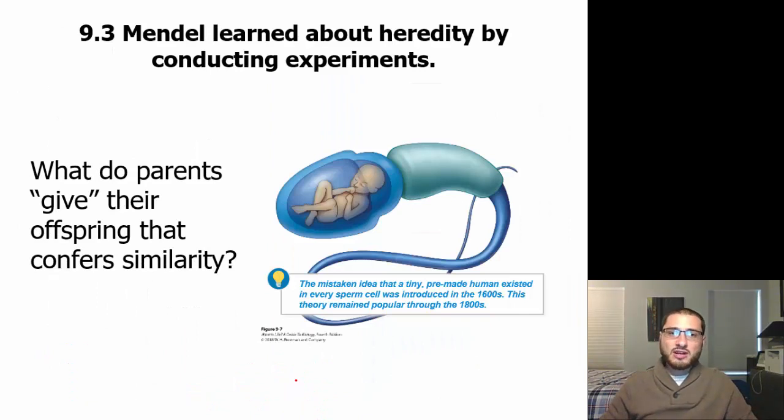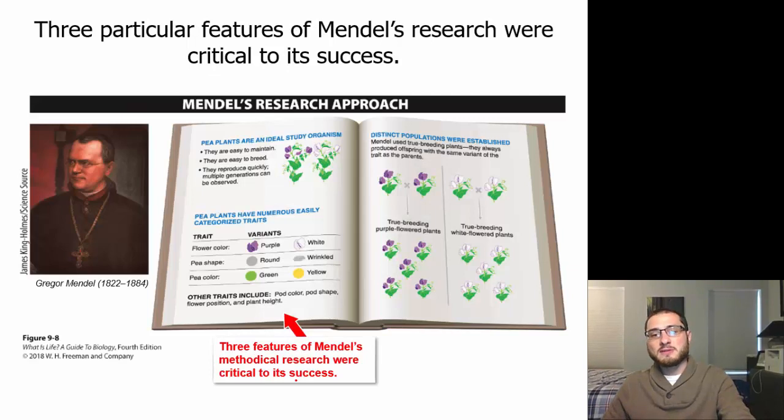So now Gregor Mendel, he learned about heredity by conducting experiments. Previous to the mid-1800s, they didn't understand this concept of heredity, how there could be recessive traits, and the recessive traits might not be seen in the parents, but they can be passed on. You could see them in future generations. So what do parents give their offspring that confers similarity?